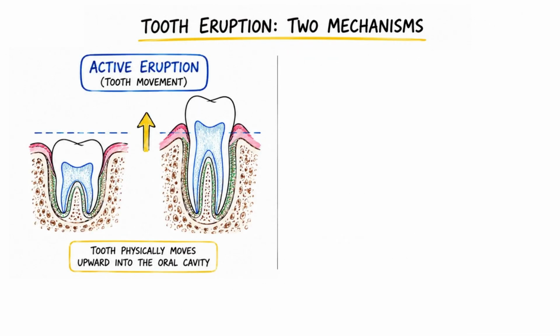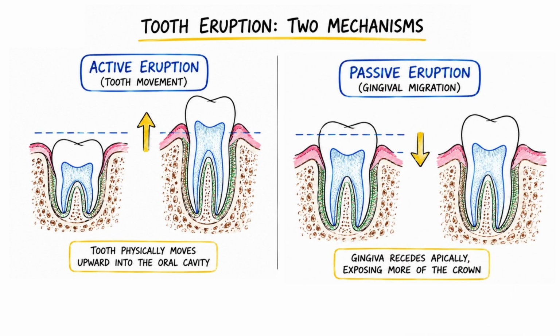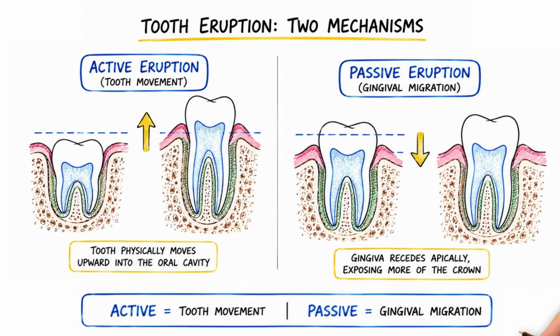Active eruption refers to the actual occlusal movement of the tooth toward its functional position. Passive eruption, on the other hand, does not involve tooth movement. Instead, the gingiva gradually migrates apically, exposing more of the anatomical crown over time. Together, these two processes help establish and maintain the normal clinical crown.